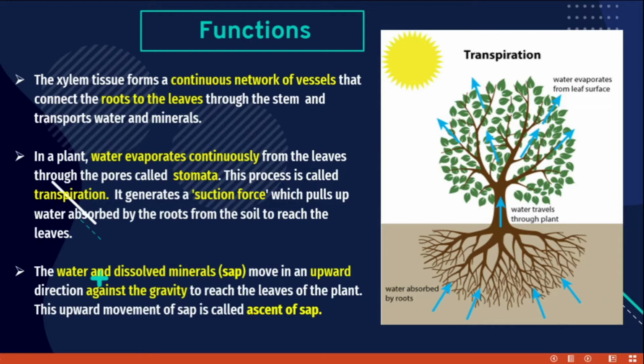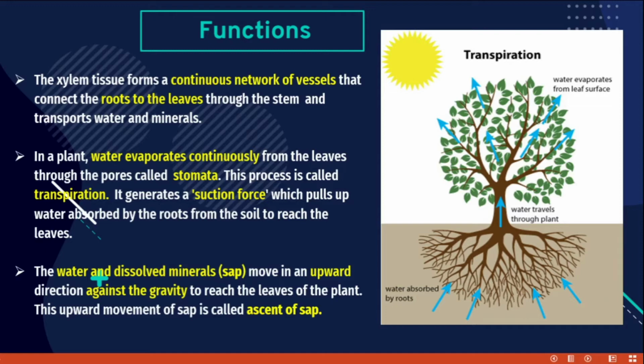Okay, right. Next, function. See, xylem tissue forms a continuous network of vessels from root to the leaves. Okay, we have to know a very important process, transpiration. What does transpiration mean? See, water evaporates continuously from the leaves through the pores called stomata. This is known as transpiration. It's nothing but evaporation of water through the stomata.